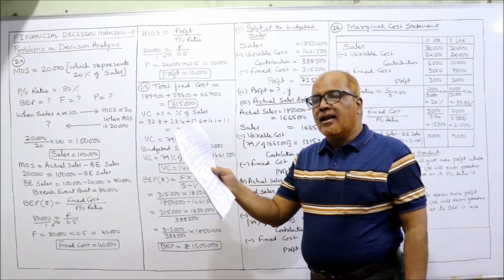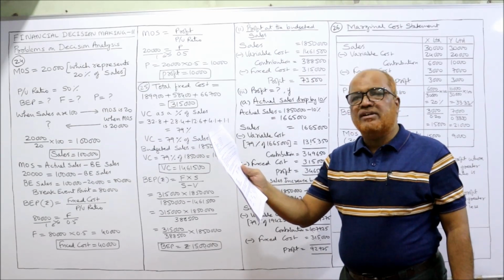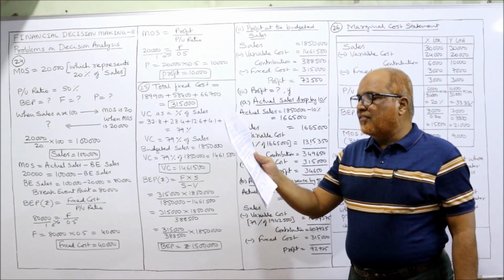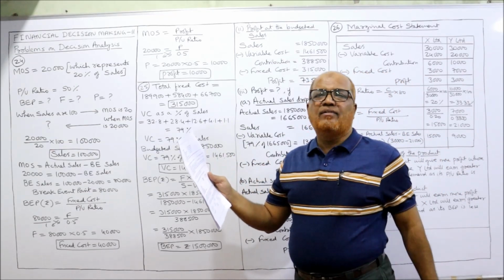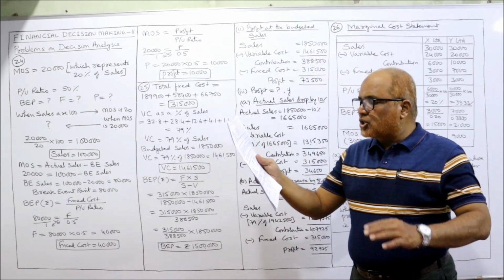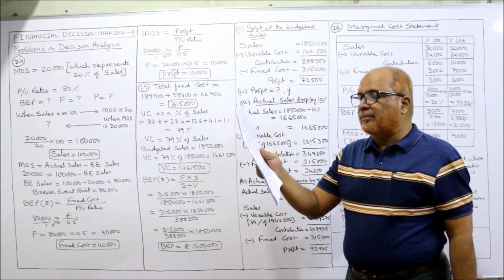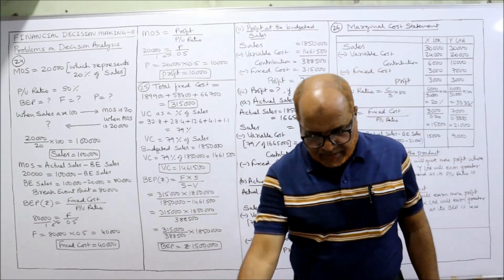Budgeted sales are 18,50,000. You are required to determine the break-even sales value, that means BEP in rupees. Then the profit at the budgeted sales value. At this sales of 18,50,000, how much profit can we get? And the profit if actual sales drop by 10% or increase by 5% from budgeted sales. So these are the things we have to find out.